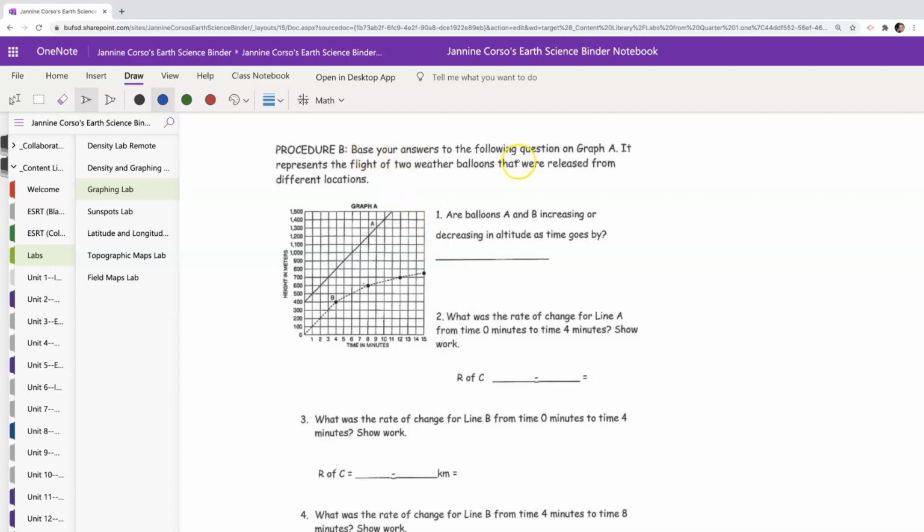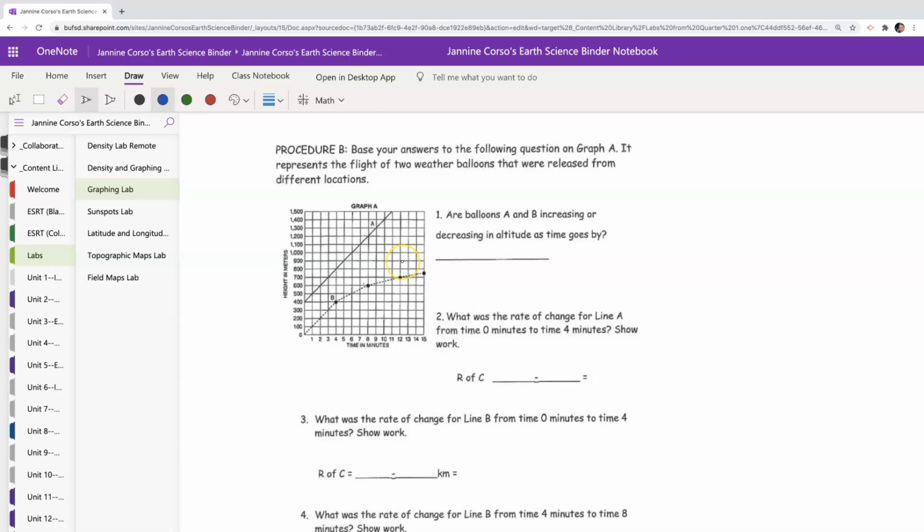And it says base your answers to the following questions on graph A. It represents the flight of 2 weather balloons that were released from different locations. Just so that you guys know, a weather balloon is a thing that meteorologists release up into the air. These weather balloons rise up from the surface. They're filled with helium. They're meant to rise all the way up, and as they're rising, they have an electronic box. It's called a radiosonde. You don't need to know that.